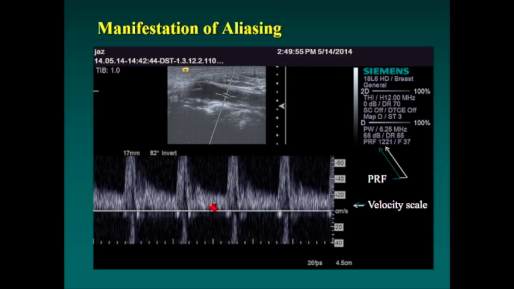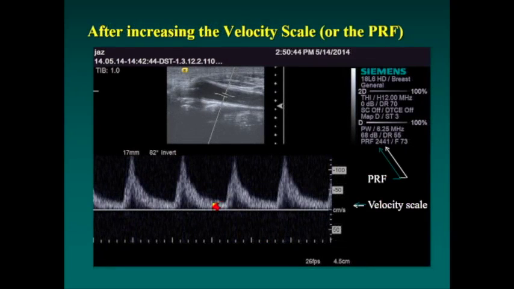That's the aliasing part. So if you change your velocity scale, which I've done here, suddenly I no longer get that truncation of the waveform, but rather I have it fully upright. But look at the pulse repetition frequency. It's jacked up to over 2,000. So what you're doing when you adjust that velocity scale is not just changing a scale, but you're actually changing your pulse repetition frequency.